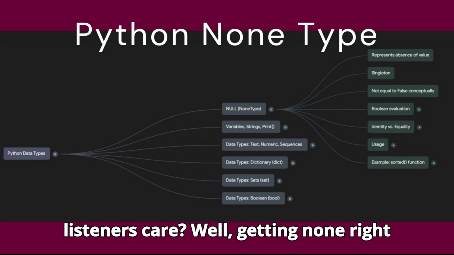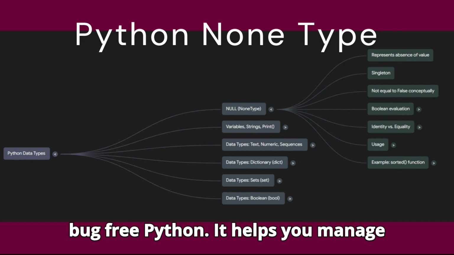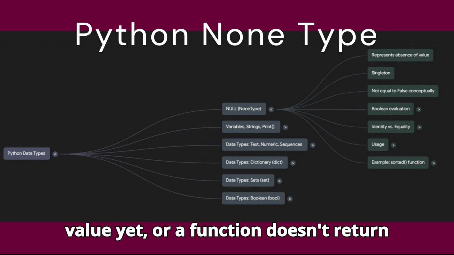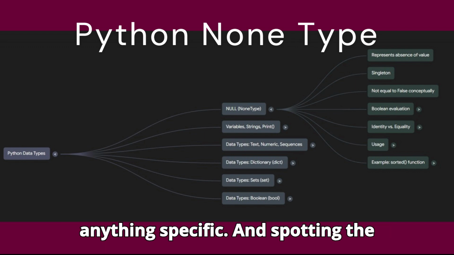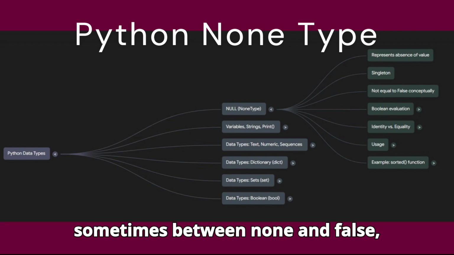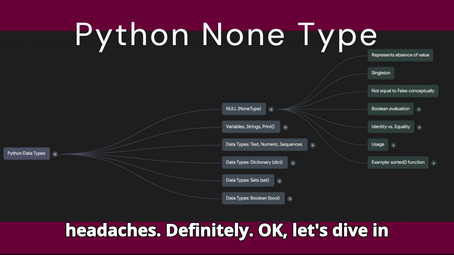So why should our listeners care? Well, getting None right is crucial for solid, bug-free Python. It helps you manage when maybe a variable doesn't have a value yet or a function doesn't return anything specific. And spotting the subtle difference sometimes between None and False can save you some real programming headaches. Definitely. Okay, let's dive in then.